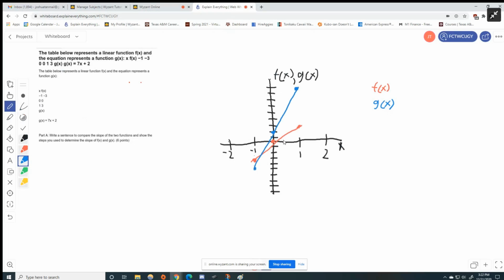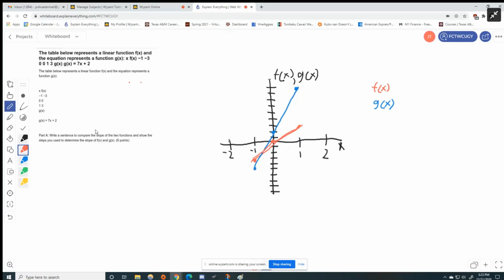So your red line is f of x, and your blue line is g of x. Now this red line should cross this. Let's see if I can draw a neater line. Something like that. But the main point of this is that, as you can see, the slope of g of x is much greater than the slope of f of x. You can think of it kind of like a slide. It's a very steep slide. If you slide this one, you can know that the slope of g of x is way greater.